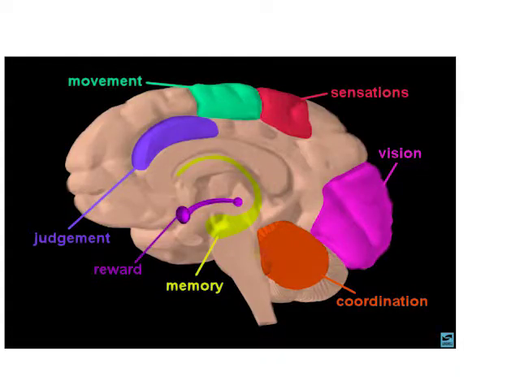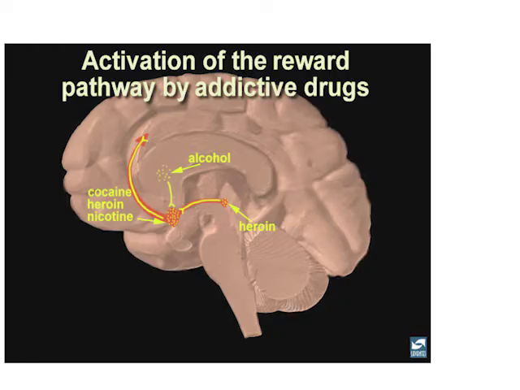So this, I'm embarrassed to say, is the brain to a general internist. I know where coordination lives, way there in the back near the brain stem, and I know that vision is straight back, and I worry a lot as an internal medicine doc about that middle cerebral artery motor sensory strip. But just remember where judgment, memory, and reward live. And that's where all of the substances of abuse and addiction that we know of work.